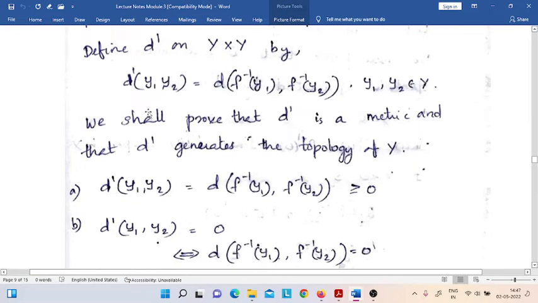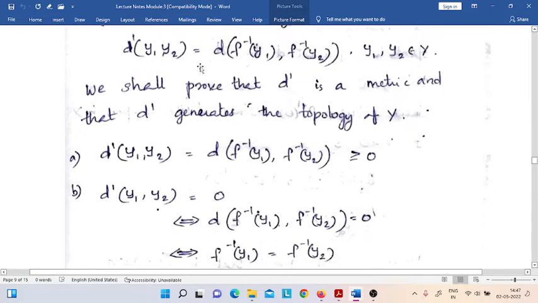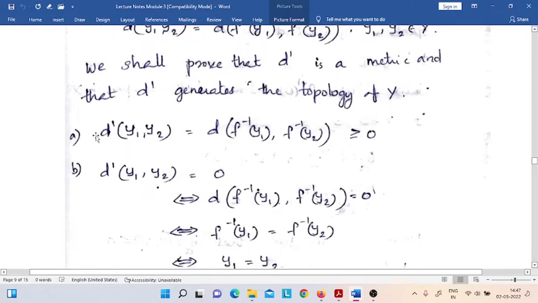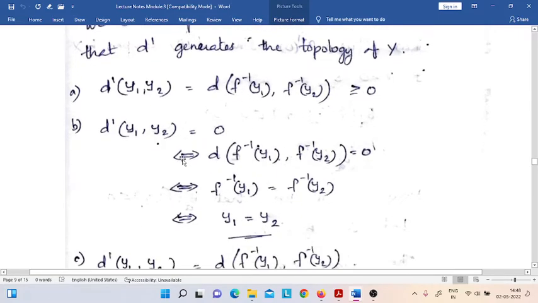Next we proceed to show that this definition is meaningful and D prime is actually a metric on the space Y. For this, let's first take the statement D prime of y1, y2. See, D prime of y1, y2 is equal to D of F inverse of y1, comma, F inverse of y2. But we know that D is a metric on X, and these two points are points of X, which are the inverse images of the points y1 and y2 in Y. So the distance between these two points will be positive or equal to 0. So this quantity is greater than or equal to 0. The first condition is thus verified.